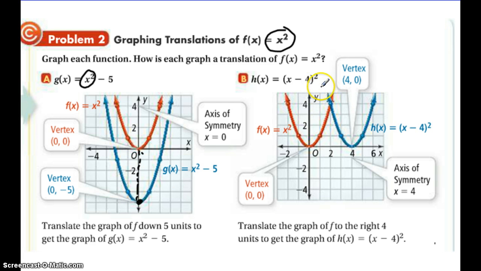Here, they had a horizontal shift. You want to do the opposite of what you're thinking. You're thinking this is left 4, but actually it's to the right 4. So what they did, they moved this whole thing over 4 units. They moved all these points over 4 units. Every point on the red graph was translated over 4 units.